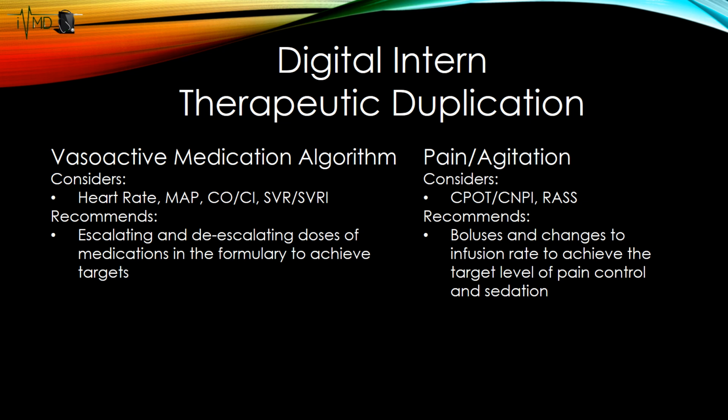Another common area of concern for therapeutic duplication is with pain and agitation. The Digital Intern can target CPOT and CNPI scores as well as RAS scores to achieve the optimal level of pain and agitation control using a combination of drugs needed to achieve the provider-defined goal.